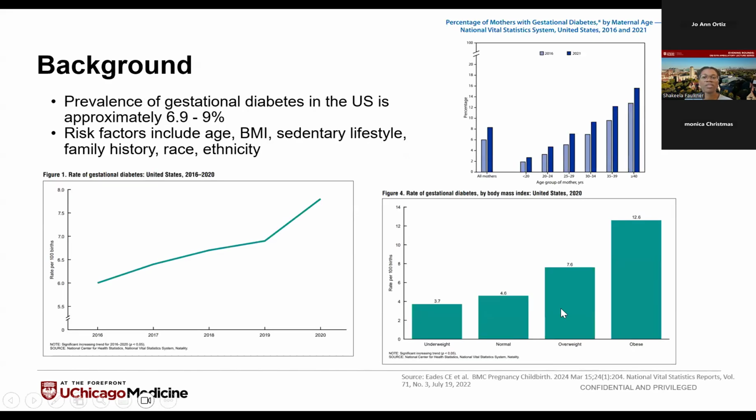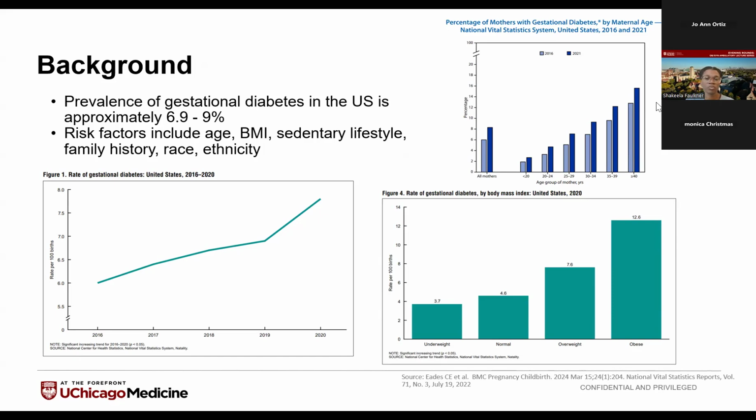So, wanting to start off with some of the background. The prevalence of gestational diabetes in the United States is approximately 6.9 to 9%. There's a lot of variation in those numbers, in part because of the variation in diagnostic criteria. So you'll see a range, but predominantly that is the quoted range. But as we look forward into some of these different charts and graphs, you'll see there's a large disparity based on many different demographic factors that I think are important when it comes to counseling patients. Some of the important risk factors that we think about are age, BMI, sedentary lifestyle, family history, race, and ethnicity.